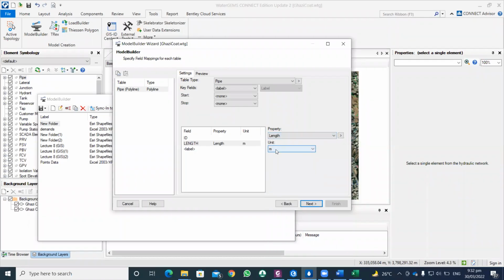So you should properly assign the unit. You should know the unit of the length of a pipe that you have calculated in the attribute table in the GIS. Whatever unit you have calculated in the GIS, you should use that unit here.